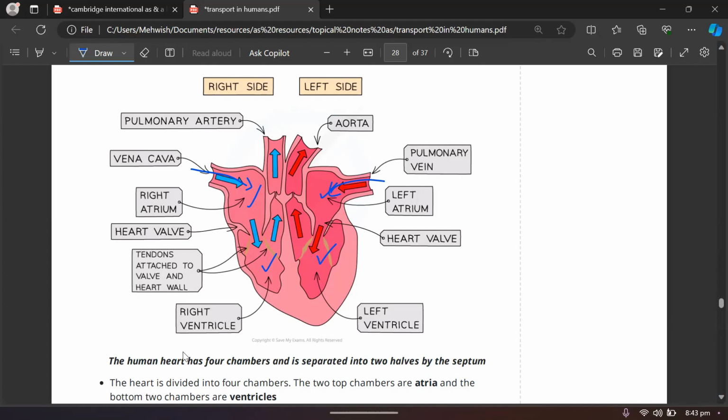So when the atrial diastole takes place, right after that, the atrial systole also happens. What do we mean by atrial systole? When the atrial walls start contracting, they start pushing the blood.